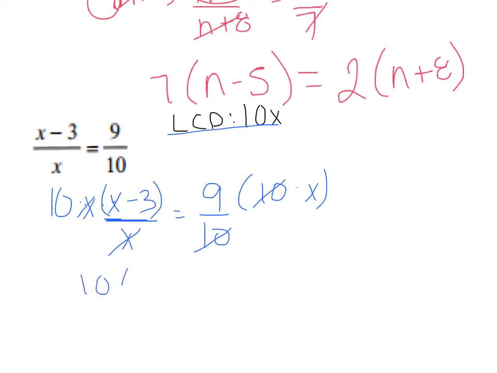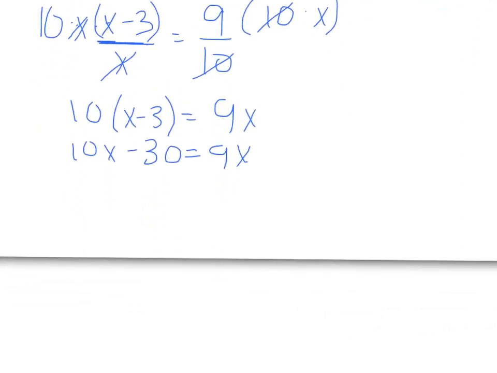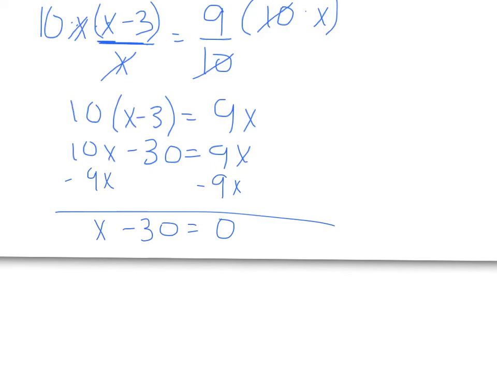Alright. What I've got left is 10 times x minus 3 equals 9 times x. So I've got 10x minus 30 equals 9x. Alright, moving on. Getting my x's all on one side. So I've got an x minus 30 equals, remembering that if you have something and you take it away, you have nothing left. Add 30 to both sides. You get x equals 30. Wham bam, good and done. I've got x equals a number, so I know I have solved.